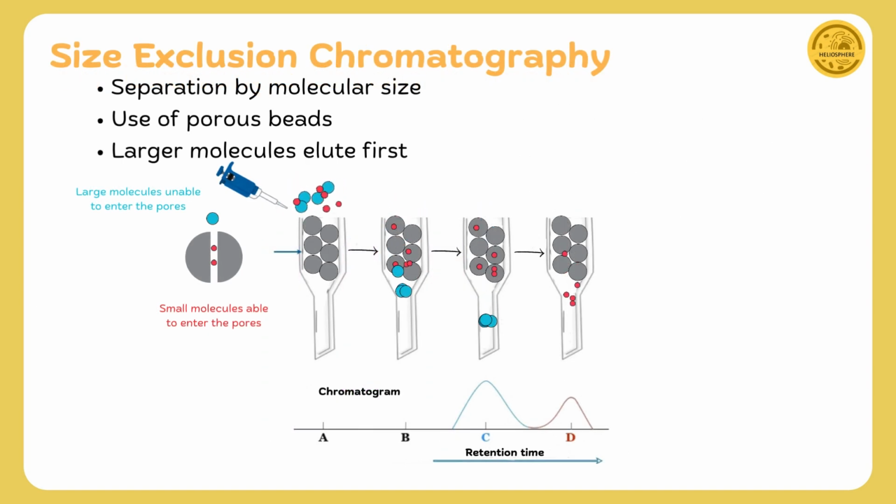Last but not the least, size exclusion chromatography, also known as gel filtration, separates proteins based on their size. Larger molecules can pass through the column faster, while smaller molecules take a longer path through the porous beads.